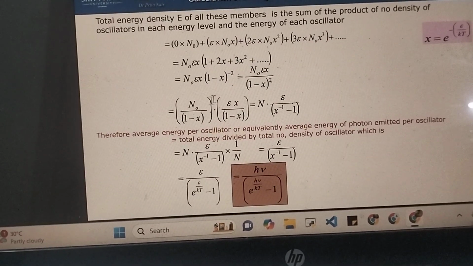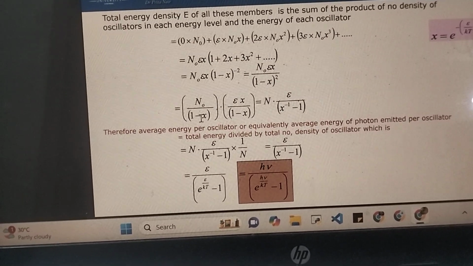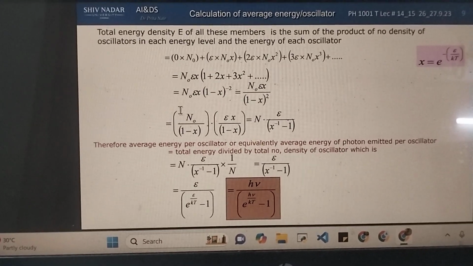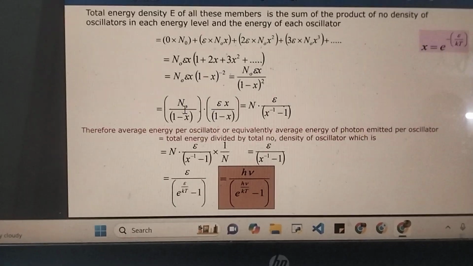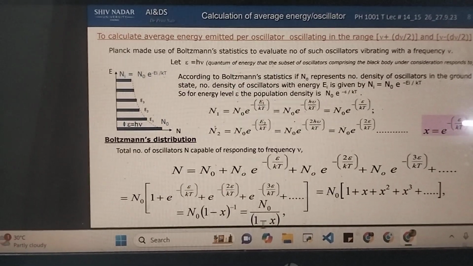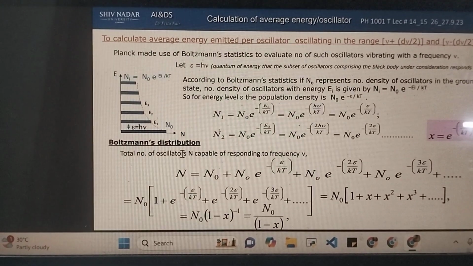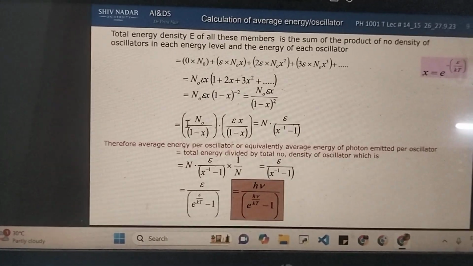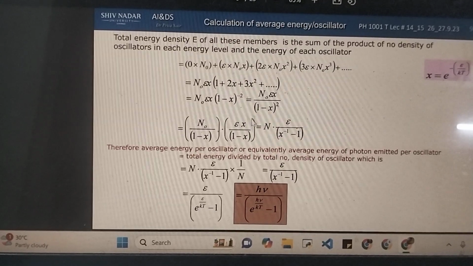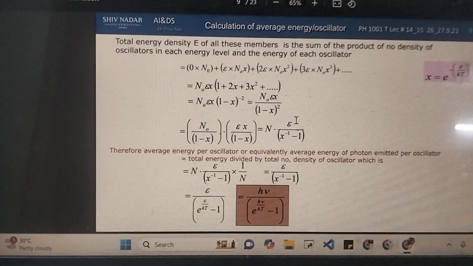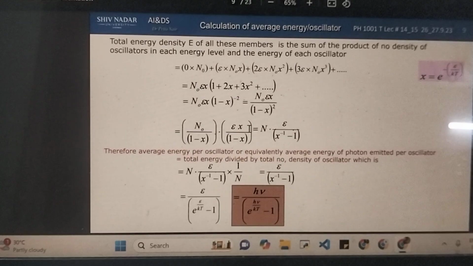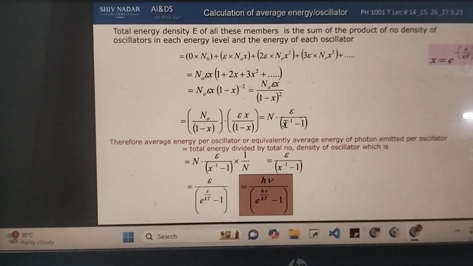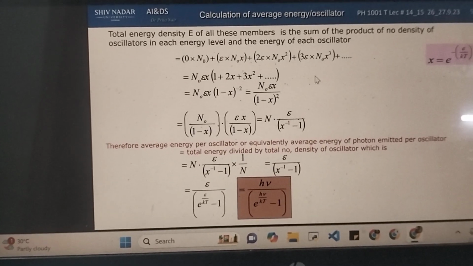Now this can be split into n naught by (1 minus x), epsilon x by (1 minus x). And this n naught by (1 minus x) looks familiar, right? We just derived it here. So what is this? The total number of atoms n is equal to n naught by (1 minus x). So can I replace this term by n? It makes sense, right? So n epsilon x by (1 minus x). So this x is taken down to the denominator, that's why it becomes n epsilon by (1 by x minus 1).